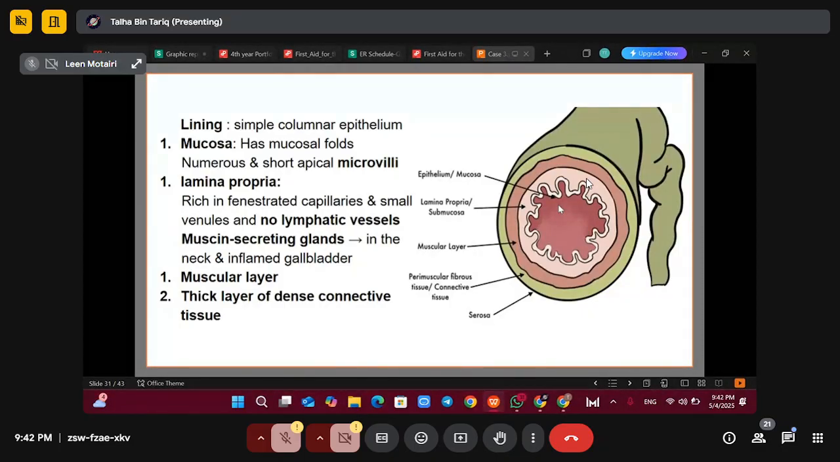And in the neck, the same lamina propria has the mucin secreting glands. The same lamina propria, when you move towards the portion of the neck, has the mucin secreting glands, right? Then you have the muscular layer, which is very important for the contraction of the gallbladder and expulsion of the bile from the gallbladder into the common bile duct, right? So the muscular layer is very important for that. It is for the muscular contraction. Then we have the thick layer of dense connective tissue, which is just after the muscular layer. And at the end, you have the serosa, or the outer covering.